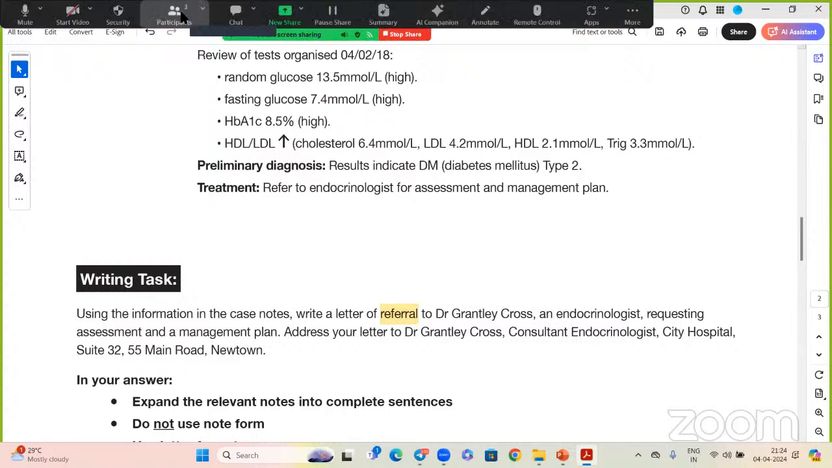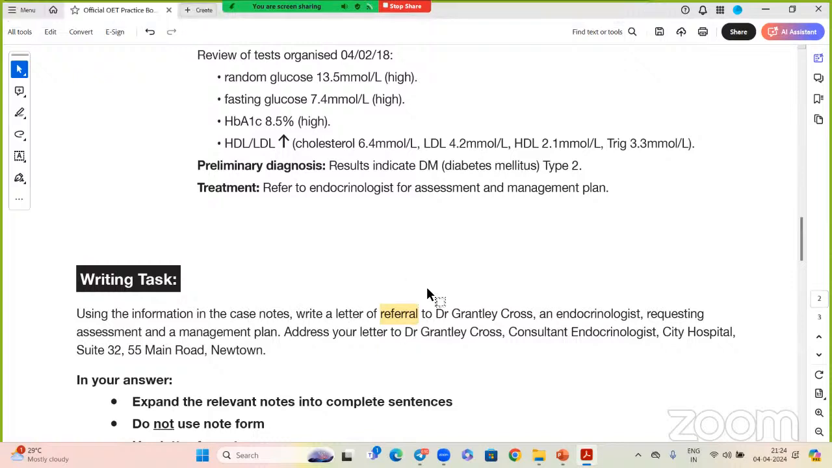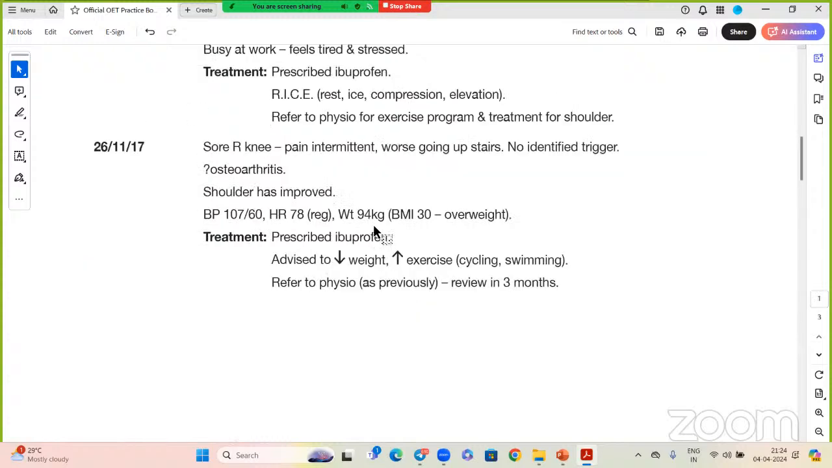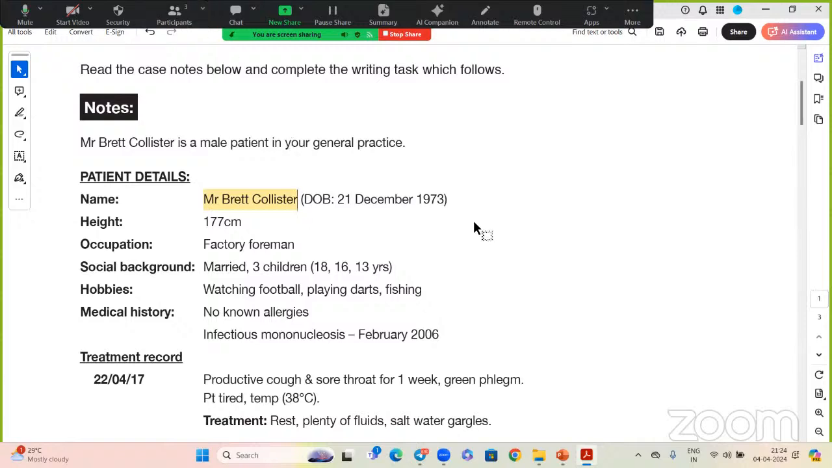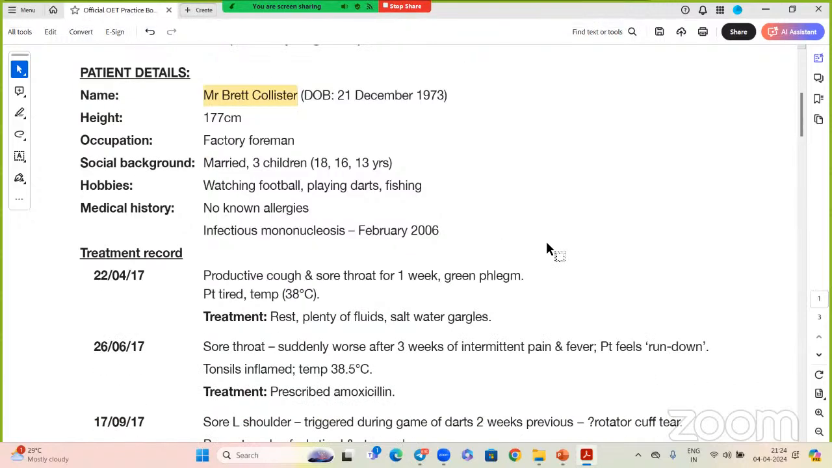So how will you write a referral letter? Write one sentence about a referral letter. The name of the patient is Mr. Brett Collister. Okay. The name of the patient is Mr. Brett Collister. Okay. Next.